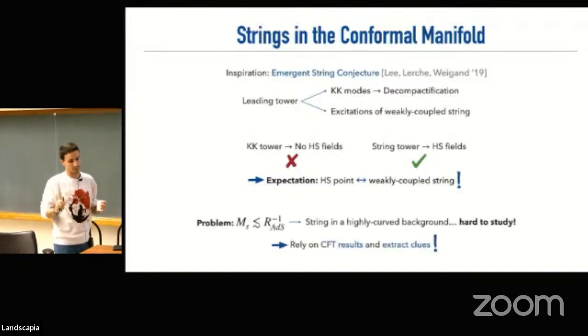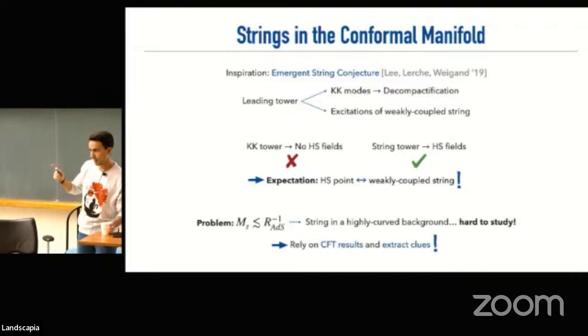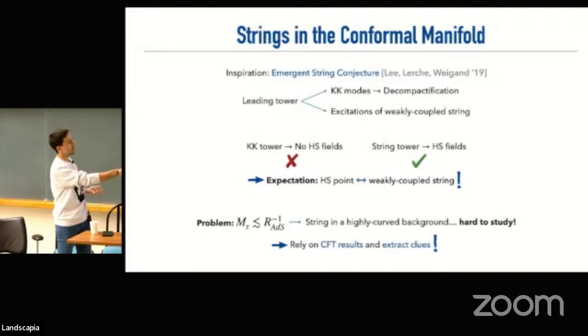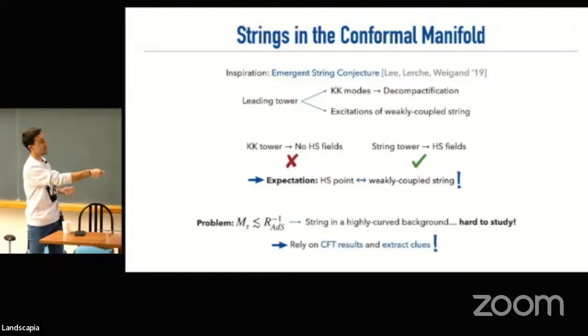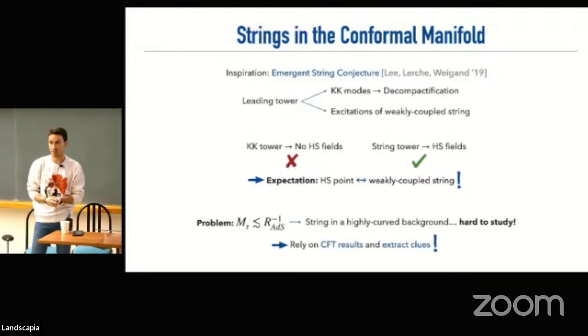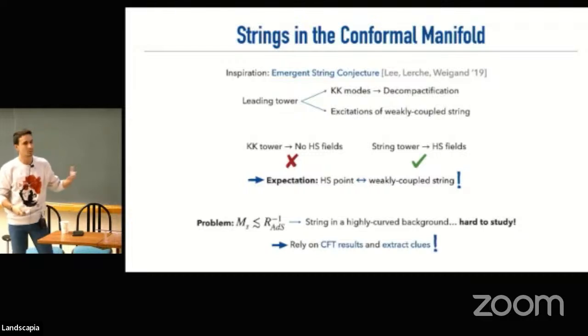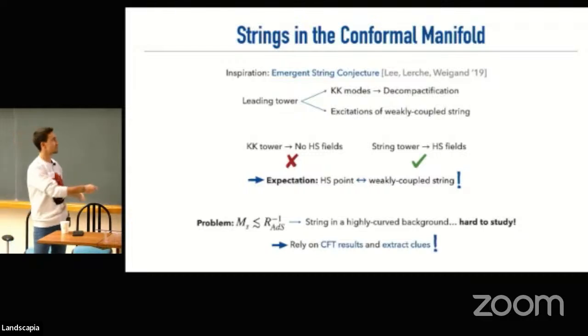However, this raises a problem because I'm telling you that I have a string that is becoming tensionless in AdS. And that means that in this limit, the string is quantized in a highly curved background, which is very hard to study, or at least not trivial at all. So I won't be able to just go there, study the string and give you its properties. This is why I'm going to take the more explorative approach of relying on the results that I can derive from the CFT, and then just trying to extract clues. So, any questions?